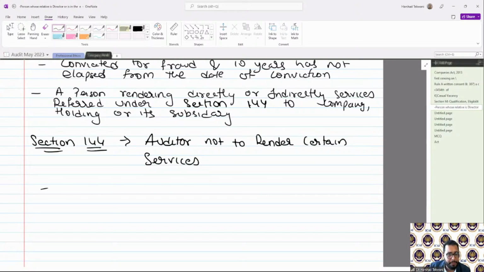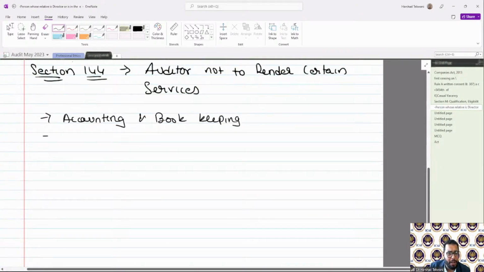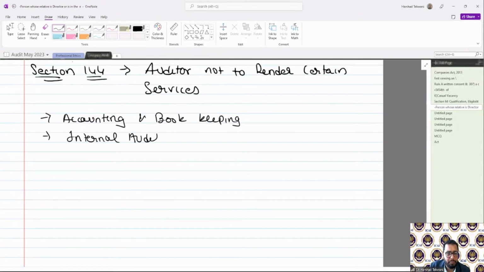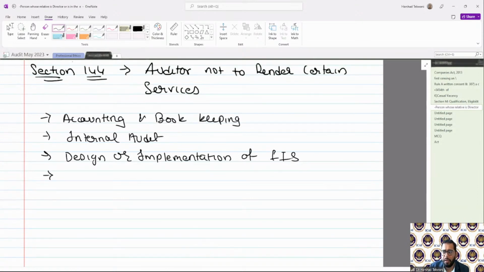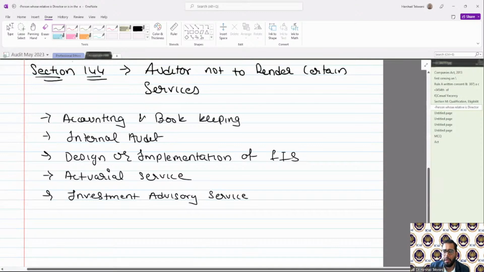And which are these services? Accounting and bookkeeping. Second, internal audit. Third, designing and implementation of any financial information system. So designing or implementation of financial information system. Actuarial service. Then investment advisory service. Then investment banking service.